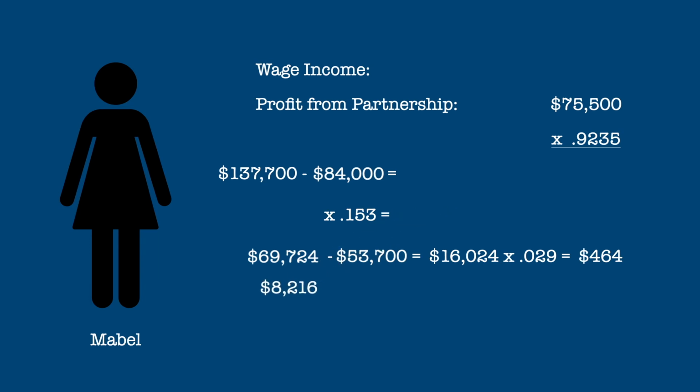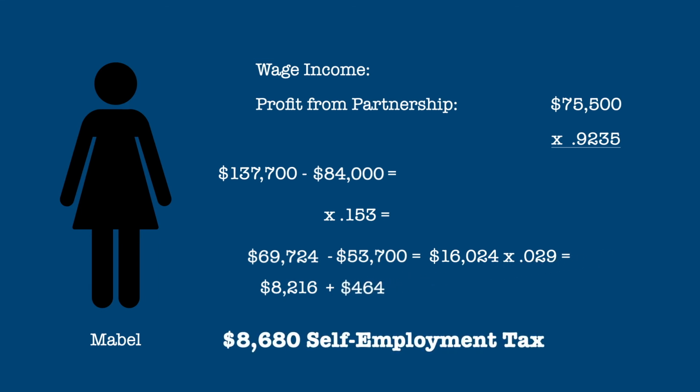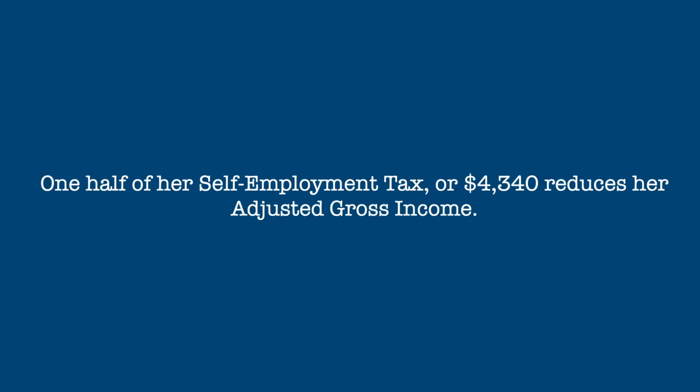The $464 is then added to the $8,216, resulting in a total self-employment tax of $8,680. And she can take an adjustment for 1/2 of that amount, or $4,340, to reduce her adjusted gross income.